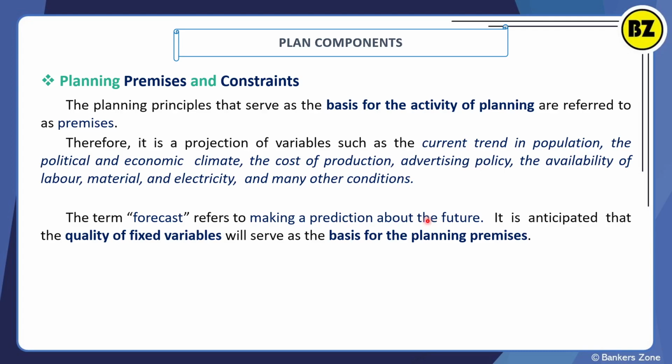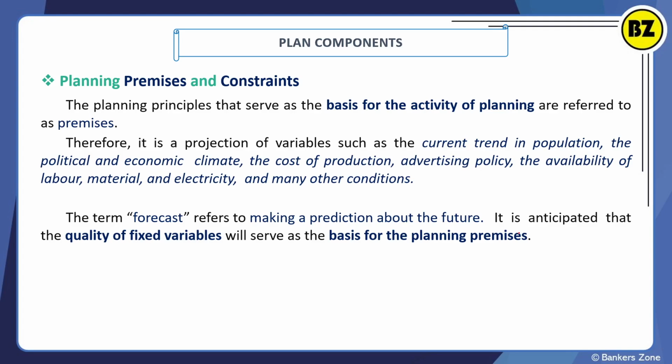You might have gone through the word weather forecasting. What is weather forecasting? They will give an idea whether today there will be rain, a sunny day, or a cloudy day. So weather forecasting is very simple. You are guessing about the weather. So forecasting means simply making a prediction about the future. So it is anticipated that the quality of fixed variables will serve as the basis for the planning premises. Got it?